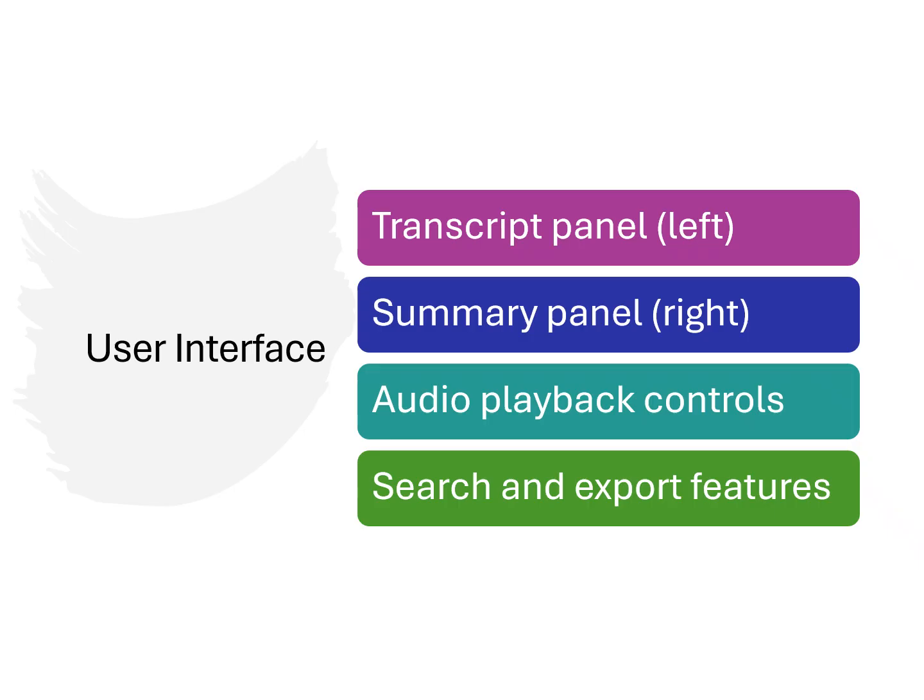On the right-hand side we have the summary panel. So after the transcript is generated and it generates the summary, this is where this lives. It'll contain a short bulleted list of the main points of the audio file that was transcribed, and then a quick little paragraph summarizing the audio file. We also have on the bottom of the screen the audio playback controls. This controls things like play, stop, pause, and seeking through the audio file.